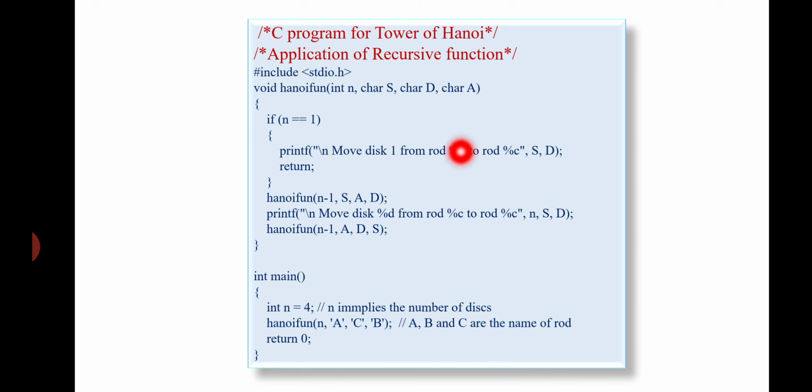Then we come to the program. In the main program we use n number of disks, 4, 3, 2, anything, and we take A, C, B, meaning source, destination and temporary. Once we call it, if n is equal to 1, it goes directly from source to destination. If the condition is false, it will call once more with source, auxiliary, destination, then move from source to destination, then call auxiliary, destination, source.